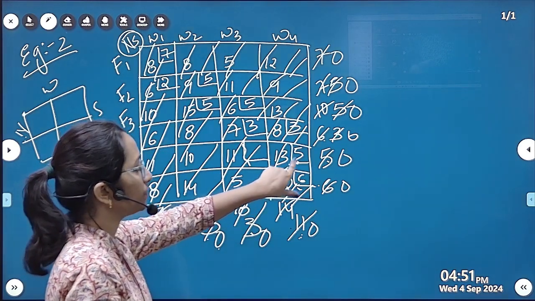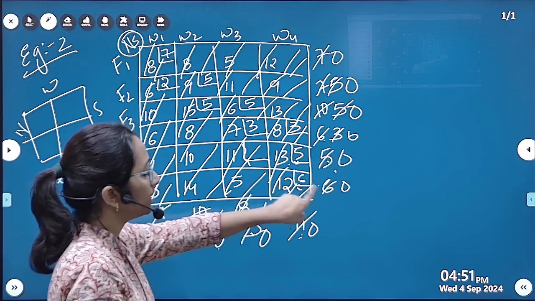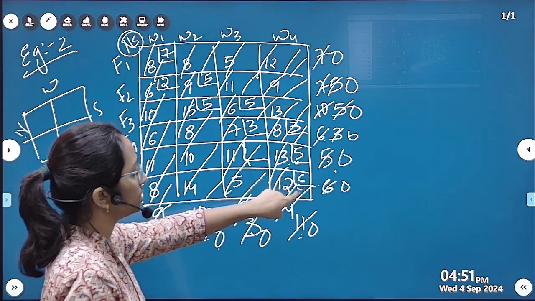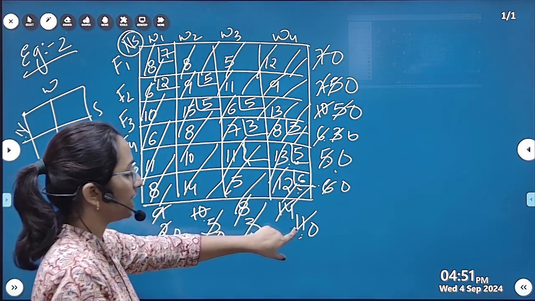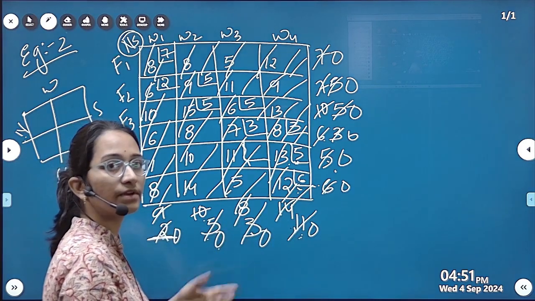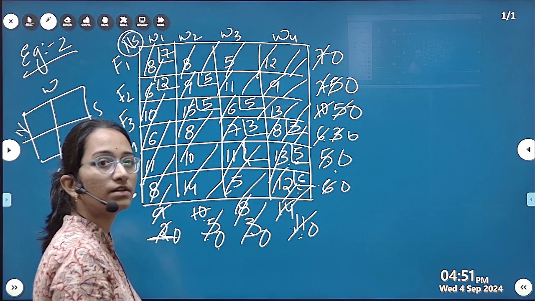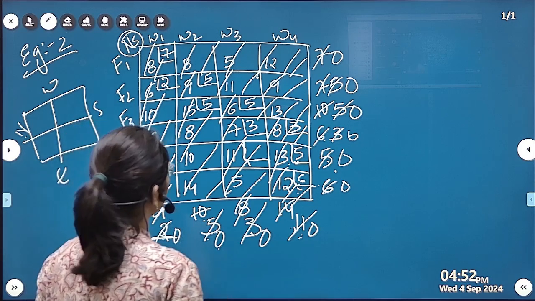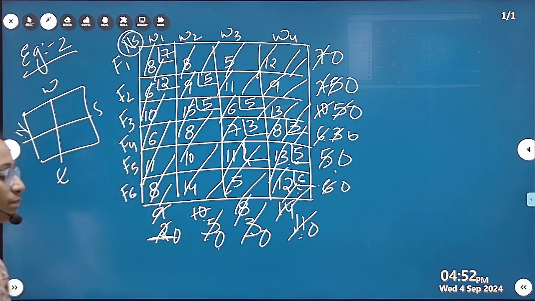Here we took 5 units, so it became 0. Next in the second row we took 6 units, it became 0. So 5 plus 6, here we have 11 units. So it will be 0, right? 5 plus 6, 11. Clear? Everyone online, is that clear? Any doubt, please do ask me. I will explain it once again.